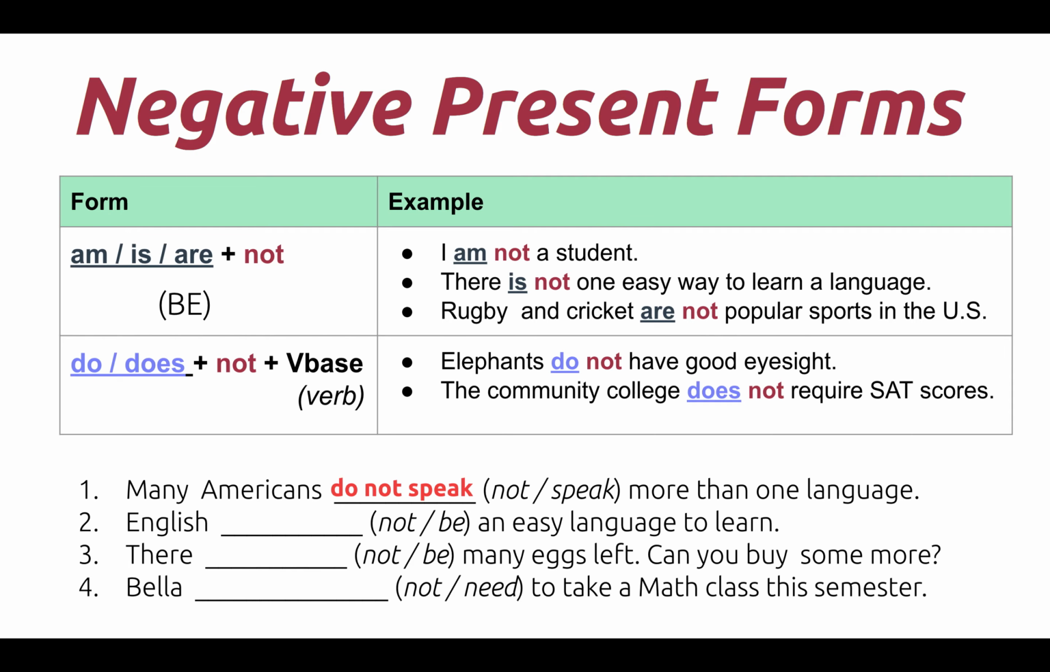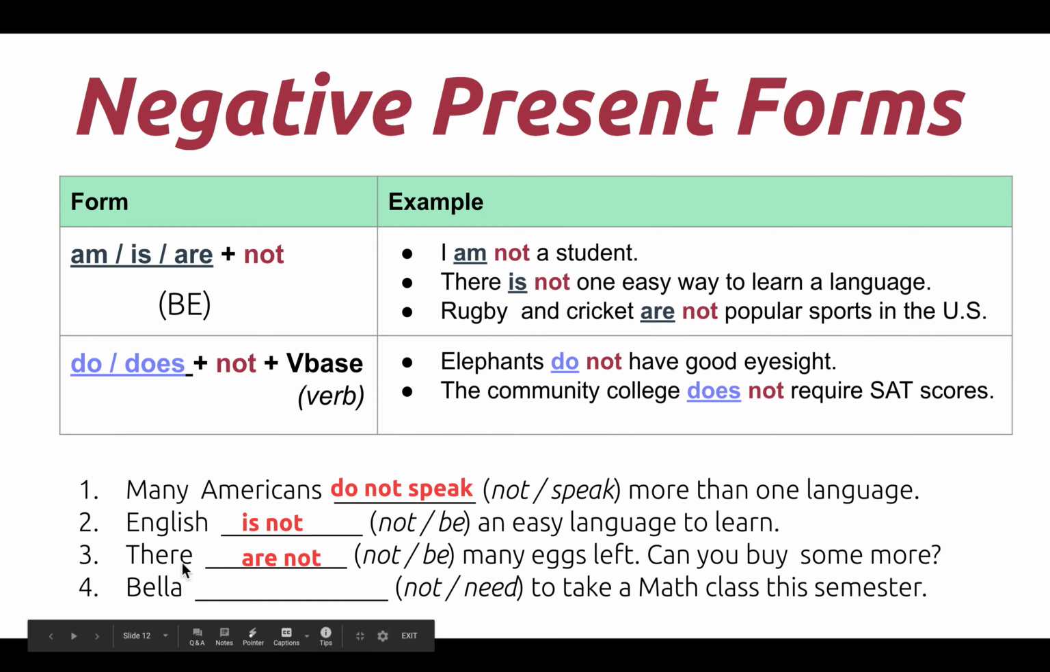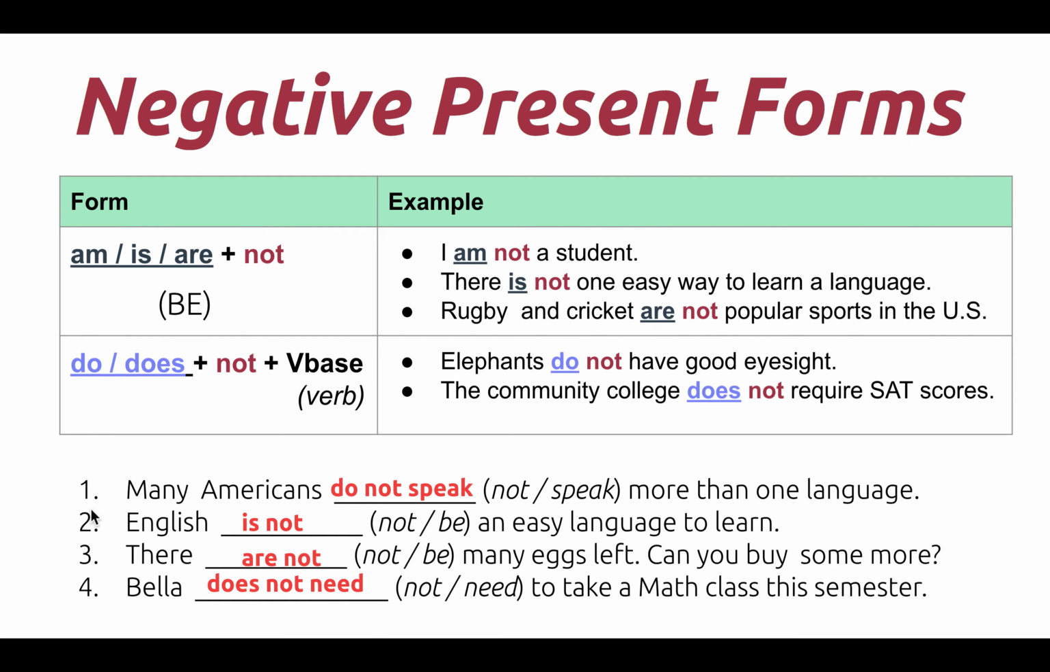Number 1, do not speak, is not, are not, right? Remember that this is a there plus be sentence, so this noun is plural, and that's why we use are. And the last one, Bella does not need to take math class. All right, students, so I hope that helped you get a good understanding about the form of the present simple. There are a lot of rules, but if you take it step by step, you're going to be just fine.